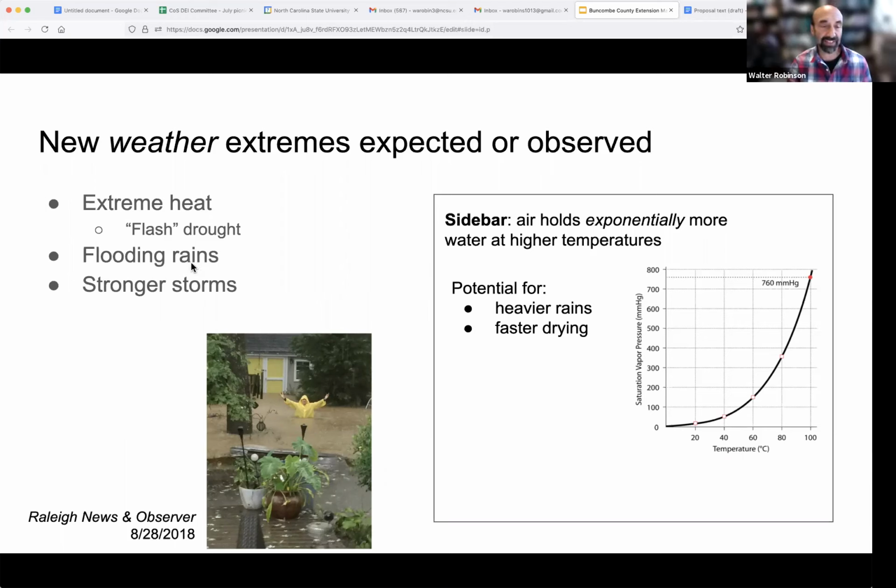You can get stronger flooding rains. This is a picture from my local newspaper from a few years ago from a summer rainstorm. It turns out that can also cause stronger storms as well.